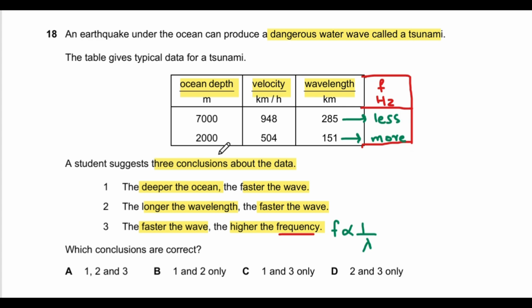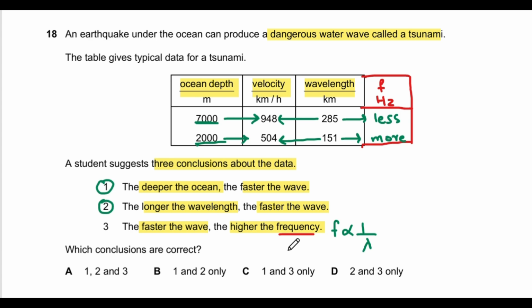The deeper the ocean, the faster the wave. Yes, when the ocean is deeper, the velocity of the wave is more, and when the ocean is less deep, the velocity of the wave is less. We can see it from the data, so the first option is correct. The longer the wavelength, the faster the wave. Okay, when the wavelength is long, the wave has the higher velocity, and when the wavelength is short, it has less velocity. That means option 2 is also correct.